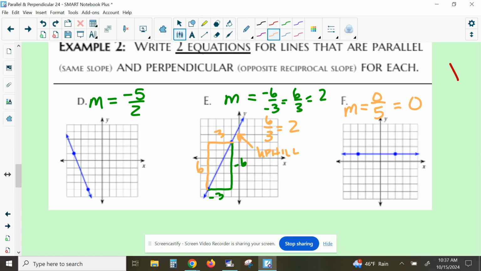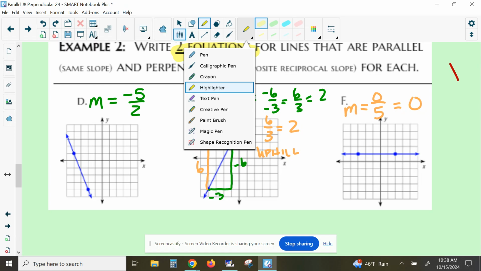Vertical. So 0 on the top is horizontal, 0 on the bottom is vertical, and remember we call those undefined. Okay, so the directions for this actually said to write 2 equations for lines that are parallel and perpendicular. So we need a line that would be parallel, and we need a line that would be perpendicular to these guys. Okay, so let's go underneath here and find some lines that are parallel and perpendicular to them.